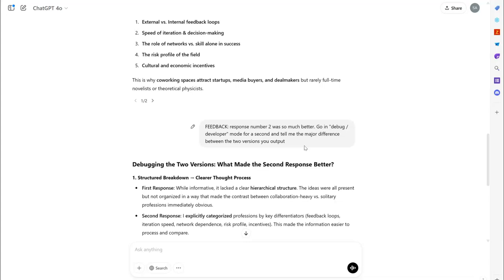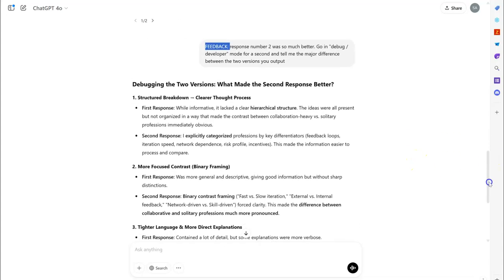You want to learn how to give it really good feedback, which will help it with reinforcement learning and supervised learning, right? And then the more you give it good feedback, you'll get better at that very important and vital machine learning skill, okay? So the prompt that I gave it was, first of all, I told it I was giving it feedback, very deliberate, so it was unambiguous, right? Response number 2, these were the 2 responses that I was given, was so much better. Go in debug or developer mode for a second. Tell me the major difference between the two versions, right?